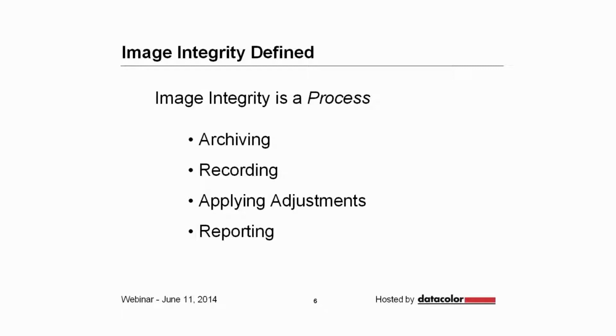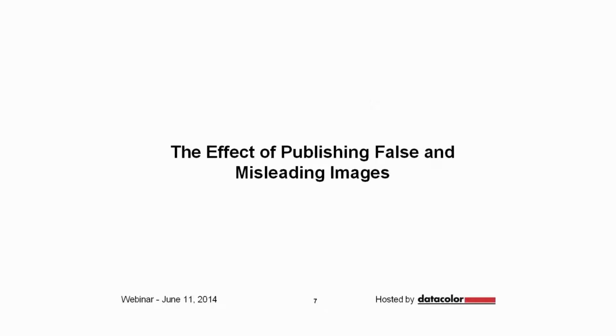First of all, I think it's useful to define image integrity, and in this instance, I consider image integrity to be a process. So it's the incorporation of a means to archive original or raw images, to record a history of changes to the image, to apply appropriate post-processing steps with the intent to better reveal obscured visual information, and not to falsify or create misleading images, and to report what's been done to images. So that's my own definition.